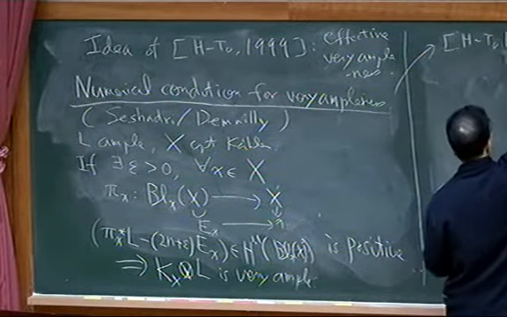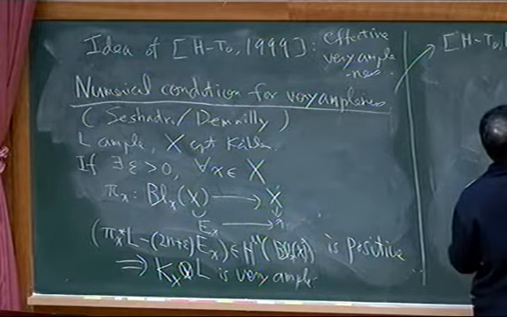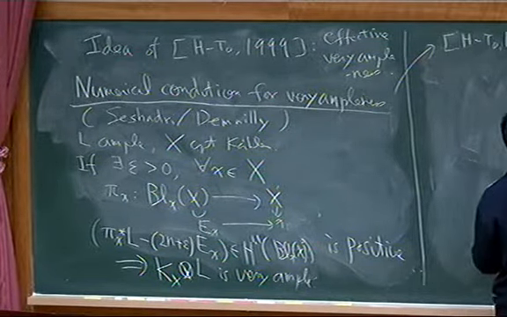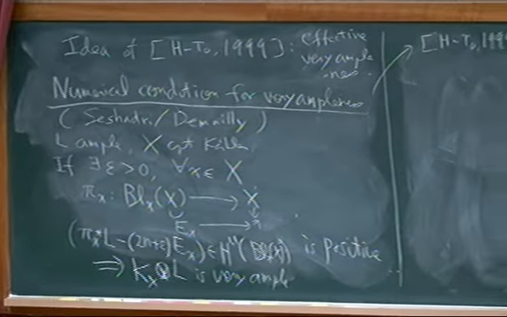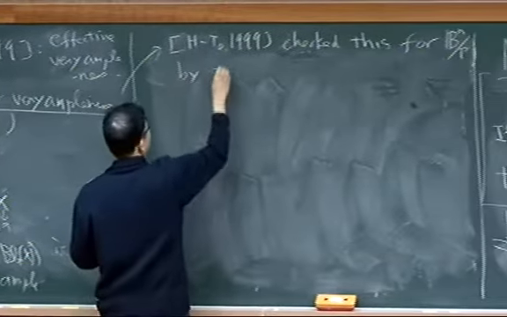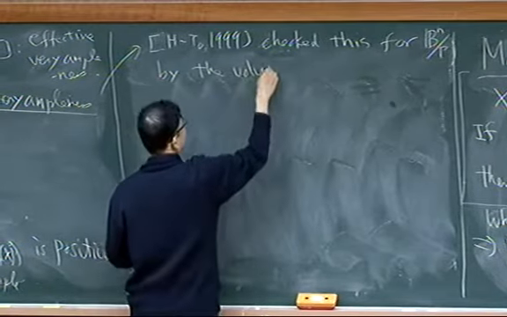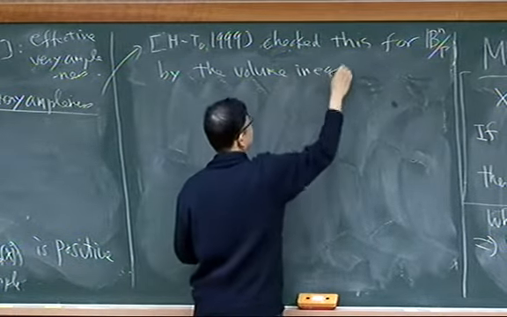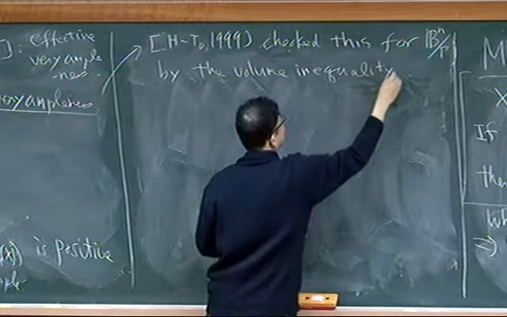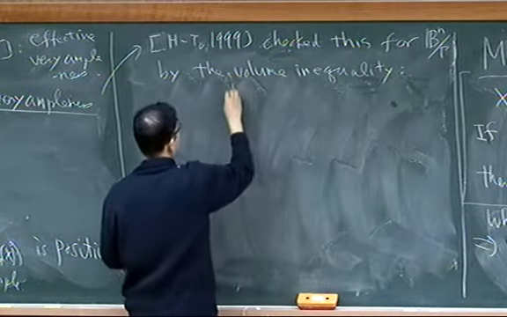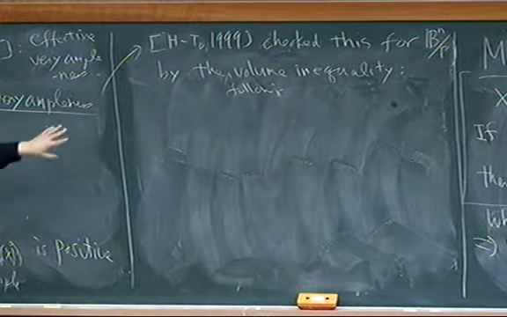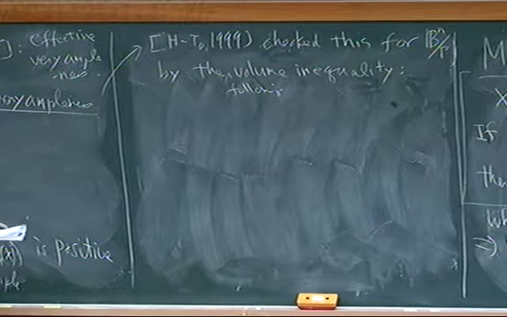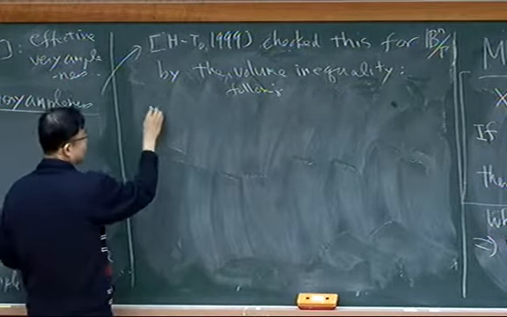In this old paper, we check this for the hyperbolic manifold by the following volume inequality. And this volume inequality originated from Federer. So let's recall the definition.